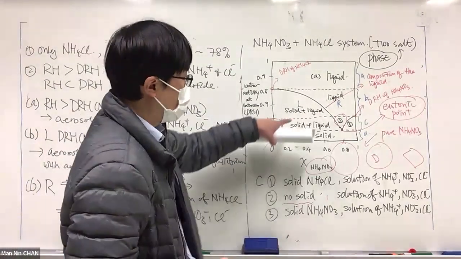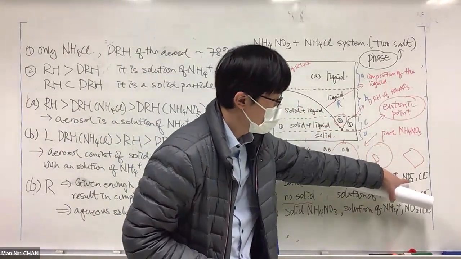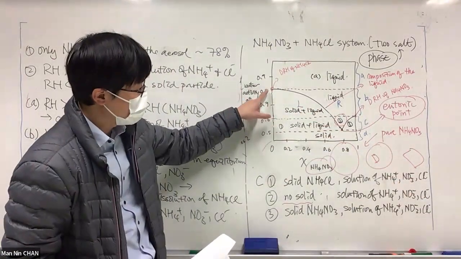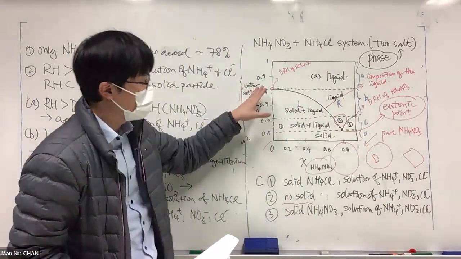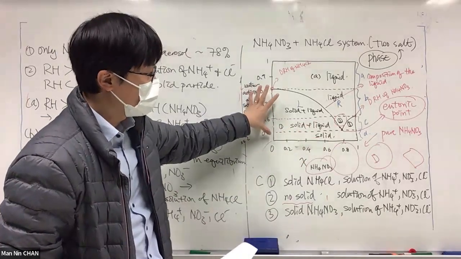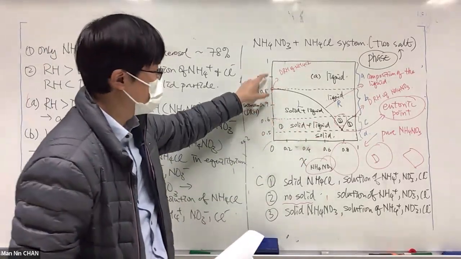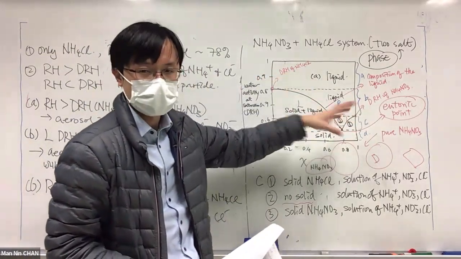So why do we always have some solution? We always have this ammonium nitrate, right? Because you can see, if you are on these two ends, you only have pure ammonium chloride and pure ammonium nitrate. That means you just have a solid. If you dissolve, you just have ammonium chloride or ammonium nitrate plus some water.